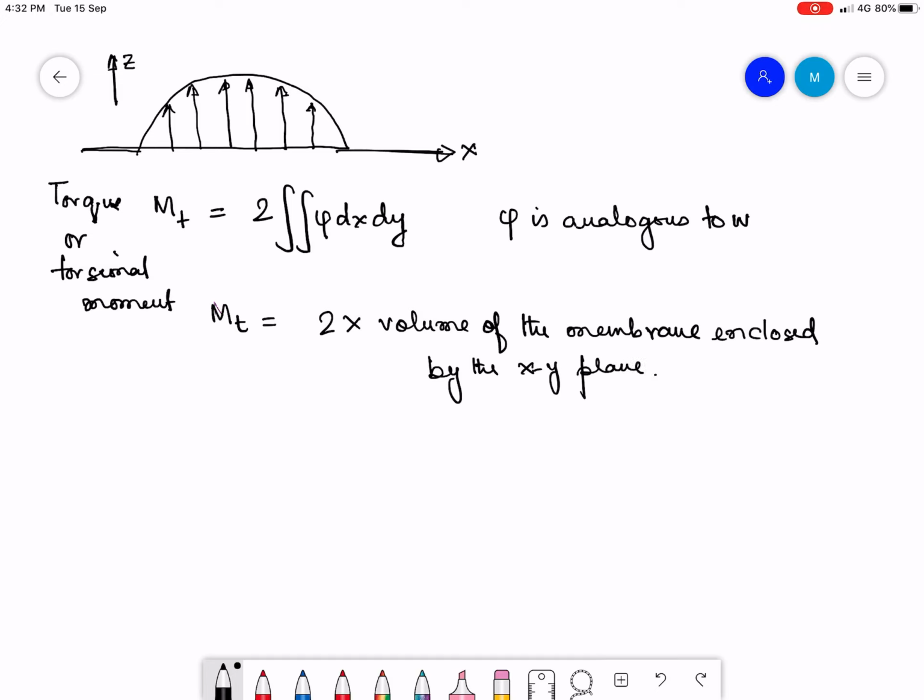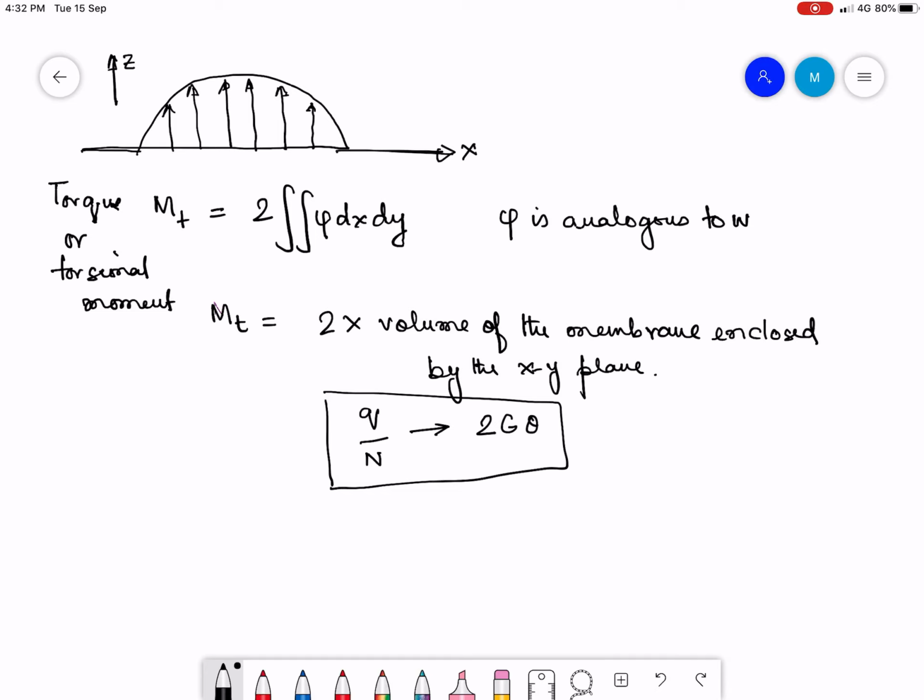Okay. So, if we know the deformed shape of the membrane, and if we can find out the total volume enclosed by the deformed membrane and the xy plane, then that is equal to the torque that is going to act on the shaft, provided we replace q by p by 2 G theta. Okay. So, this is another corollary of the membrane analogy.